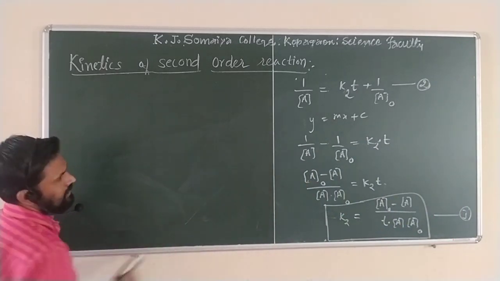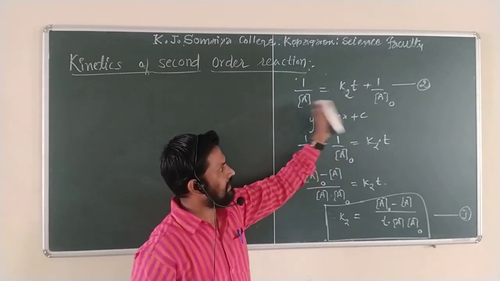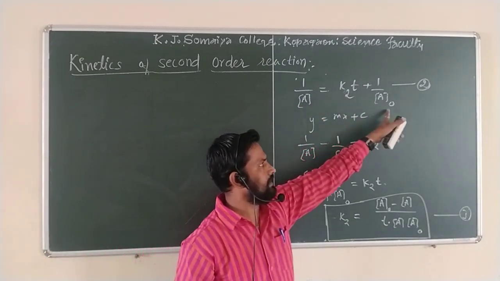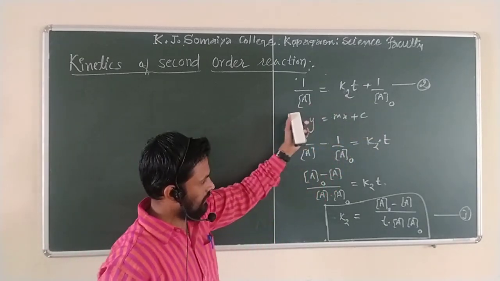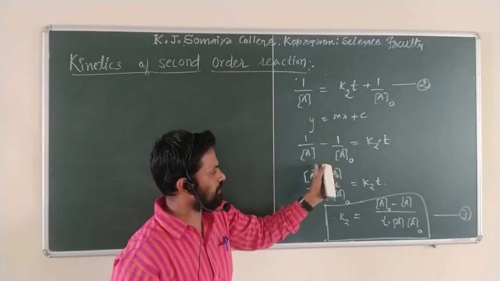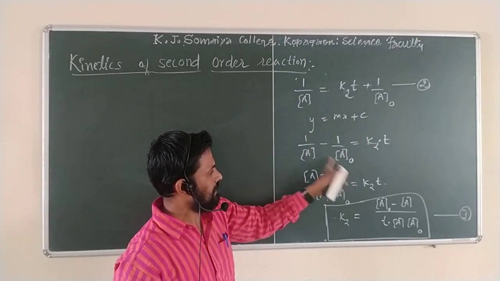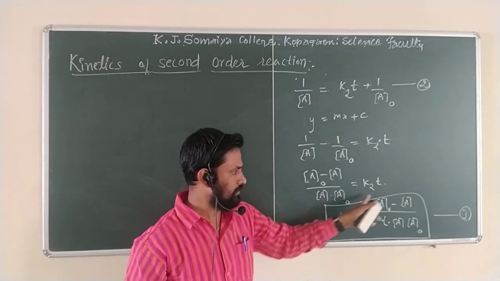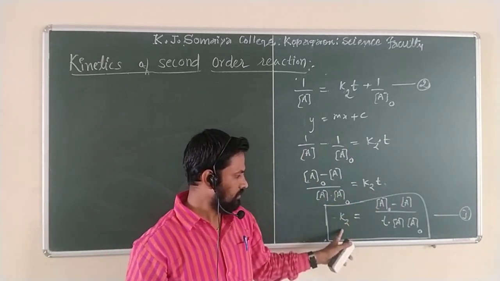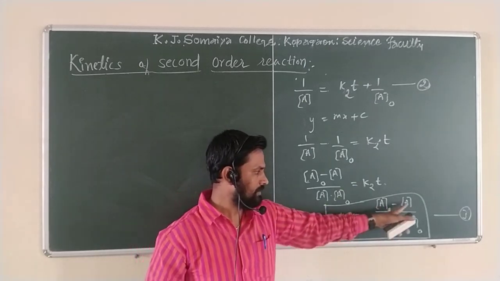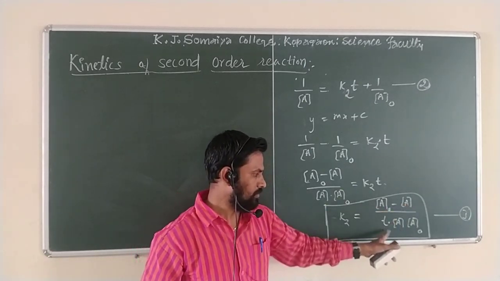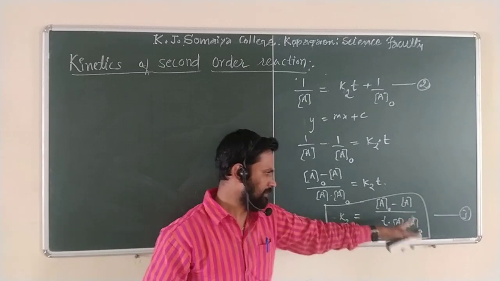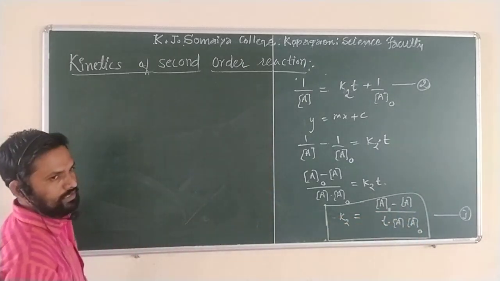Very simple. What I did is, we have this equation, and now when I put it into the right side, we again take the left-hand side and simplify this equation. Take simple LCM: a0 minus a divided by concentration of a into concentration of a0 equals k2t. Now k2 equals a0 minus a upon t into concentration of a0. This equation is nothing but the rate constant of a second order reaction.